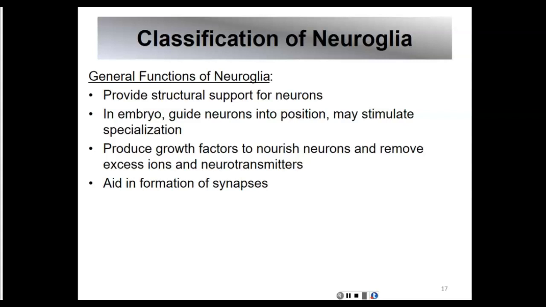Now we're going to talk about neuroglia. The general function of neuroglia is to provide structure and support. In an embryo, it guides the neurons into position, and it may also stimulate specialization. It produces growth factors to nourish neurons and removes excess ions and neurotransmitters, and it aids in the formation of synapses.